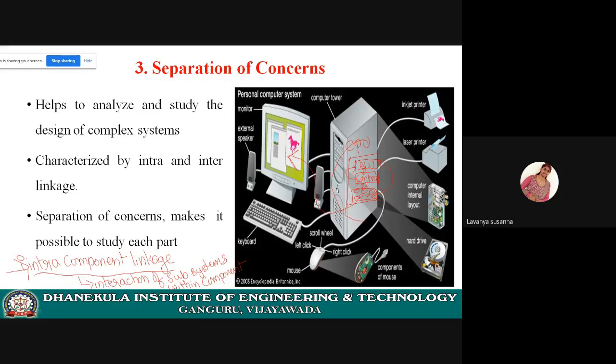Within the CPU, see the diagram, again there are some subcomponents like ALU, control unit, registers. All these must communicate in order to function. This is called intra-component linkage. I hope you understood. Once again, see the PPT. Intra means interaction of subcomponents within the component only. Within that component, within the CPU, there will be many other components. Interaction between them is called intra-component linkage.